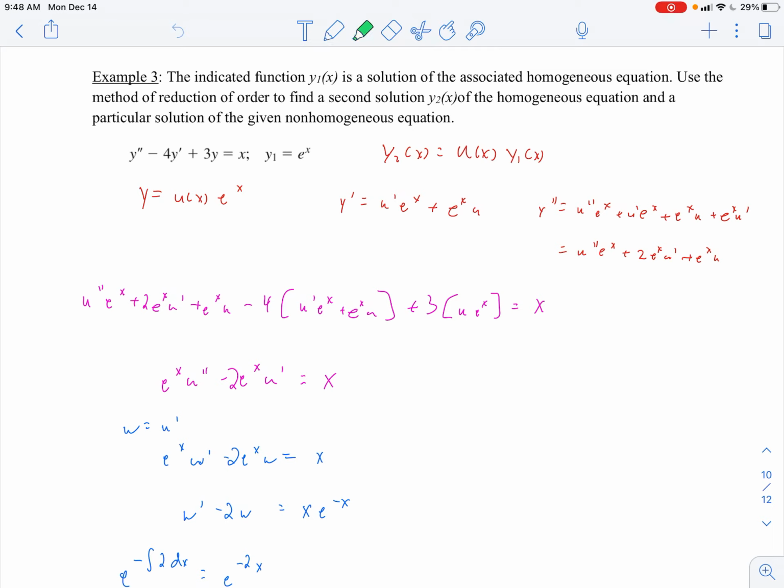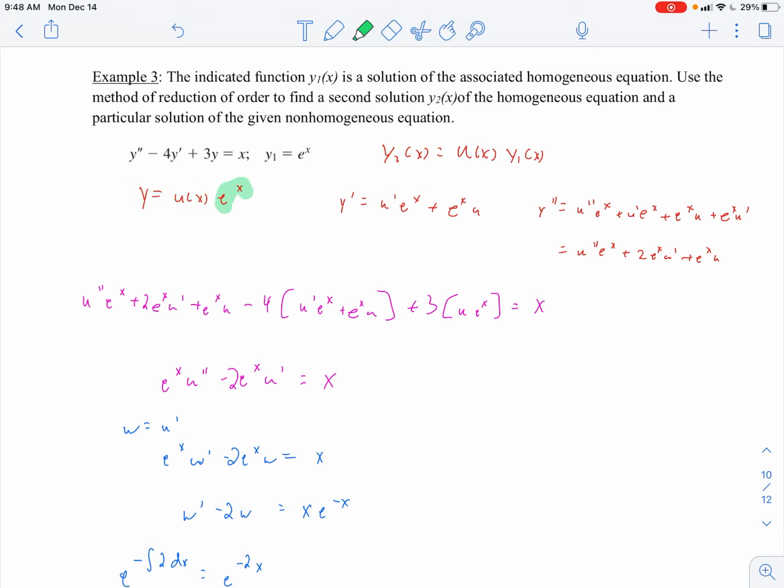So all we're going to do is use reduction of order, where we say y sub 2 over y sub 1 is equal to u of x, so then y is equal to u of x times y sub 1. All right, so we're just going to use that part.